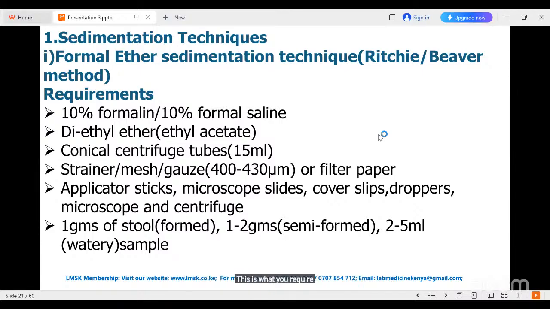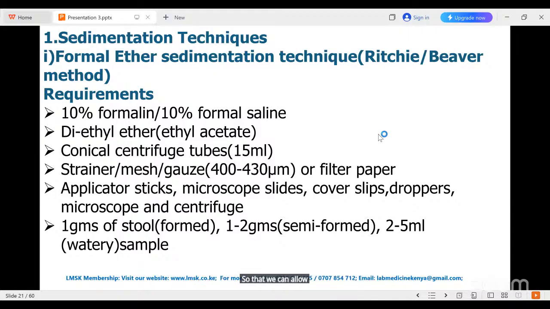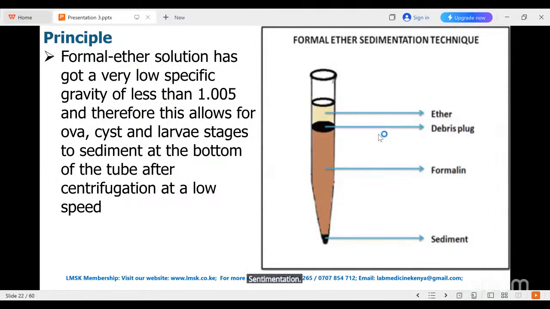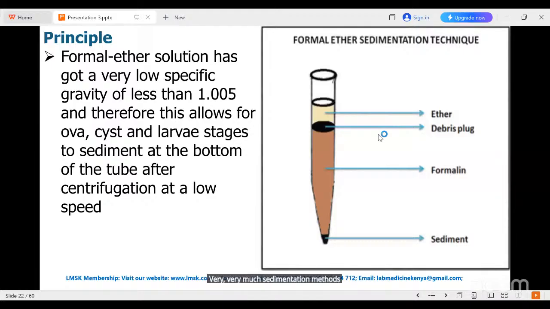Always know that in sedimentation techniques, we go for solutions of very, very low specific gravity so that we can allow ova and cysts present in this stool sample to sediment at the bottom of the tube after centrifugation or after normal gravitational sedimentation. So this is the principle for formol ether. It's always the same for all sedimentation methods. There are very many sedimentation methods, around 3 of them. The principle is the same.